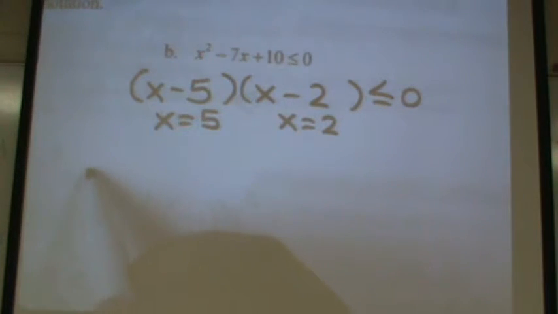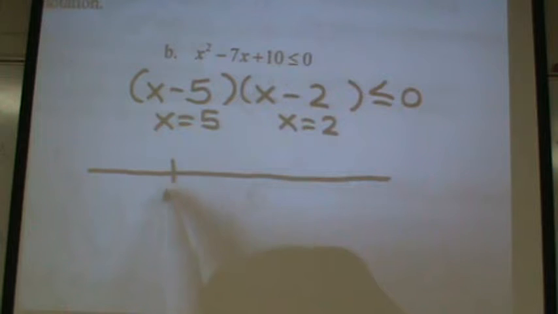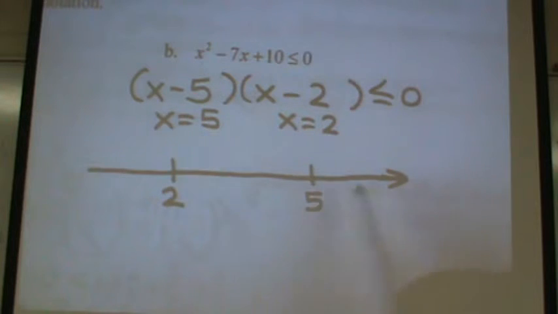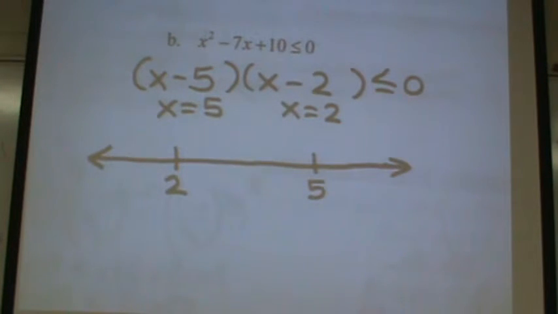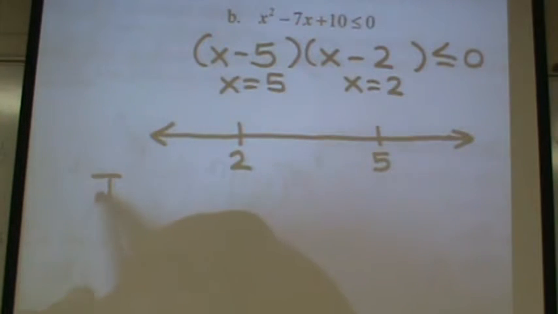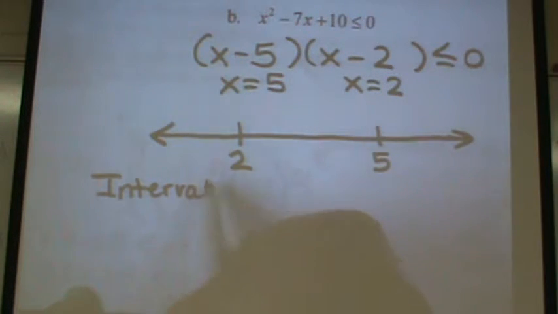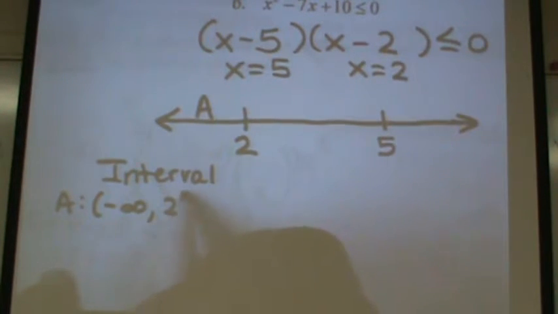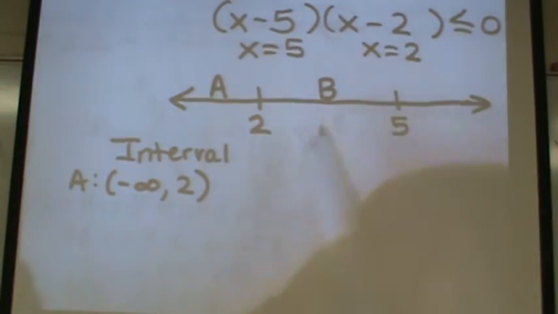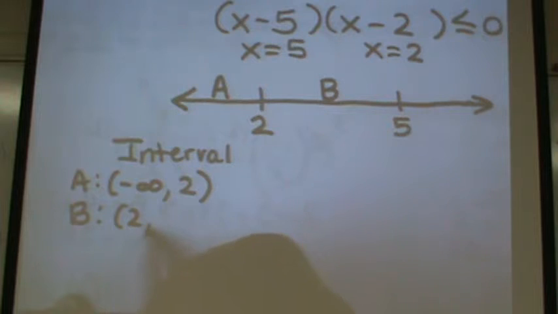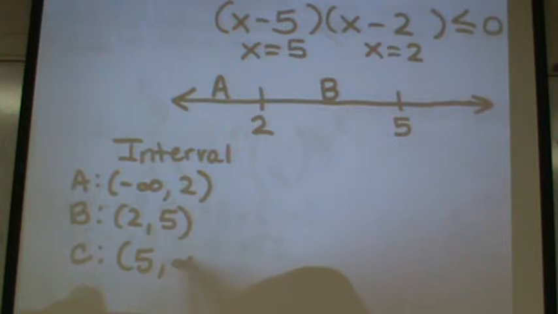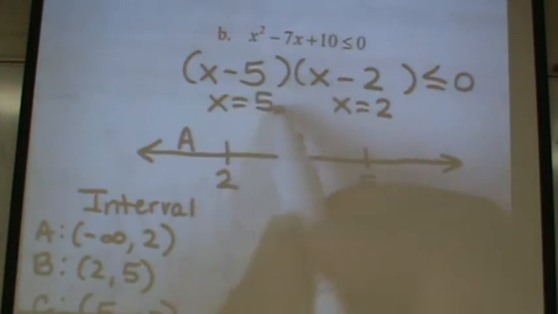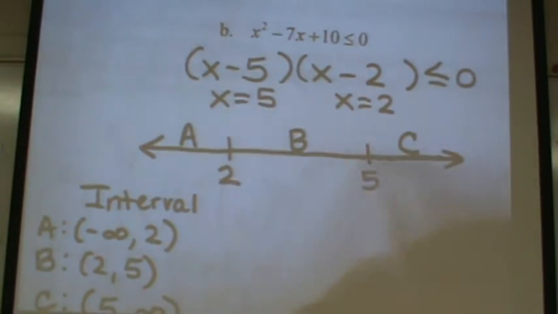Now I want you to draw a number line, and I want you to position these two numbers on a number line. So 2 first, and then 5. You should see 3 regions, 3 intervals. Let's list all of our intervals. Interval A, we're going to call, A is between -infinity and 2. Interval B is 2 to 5. And interval C is going to be 5 to infinity. Does everybody see what I just did? My critical numbers, my zeros, gave me 3 regions.